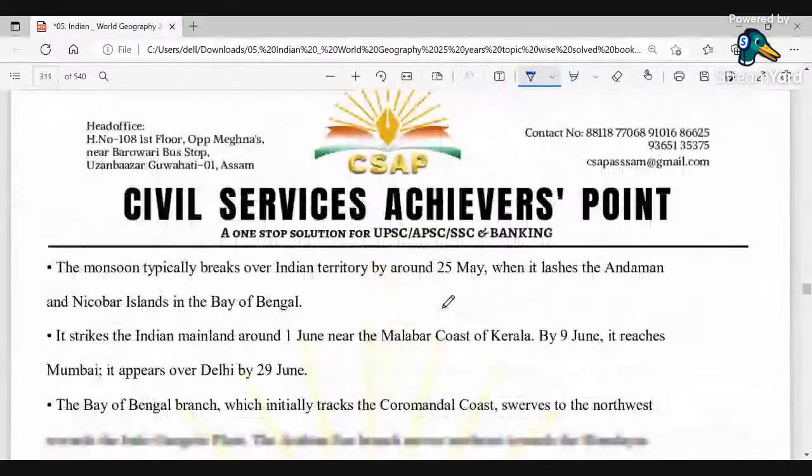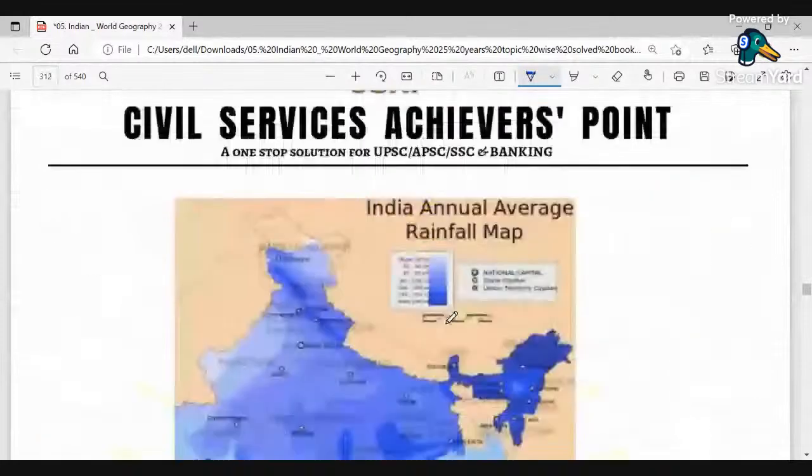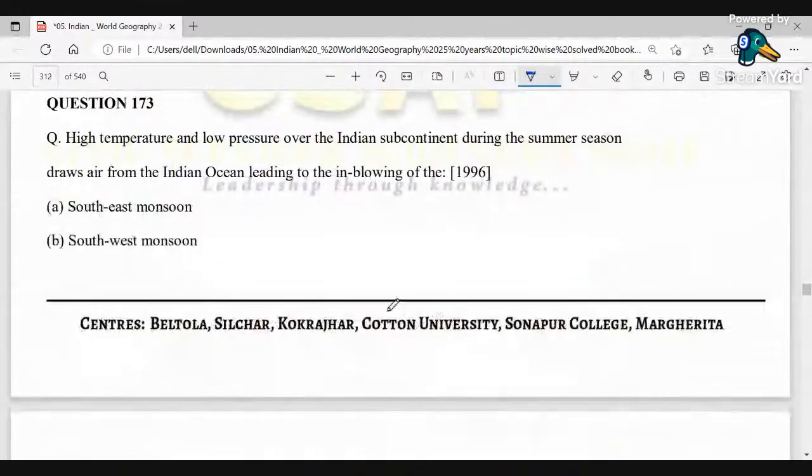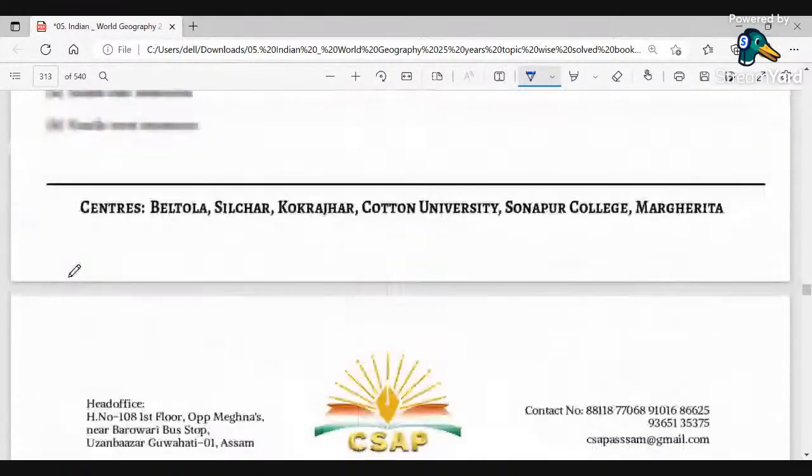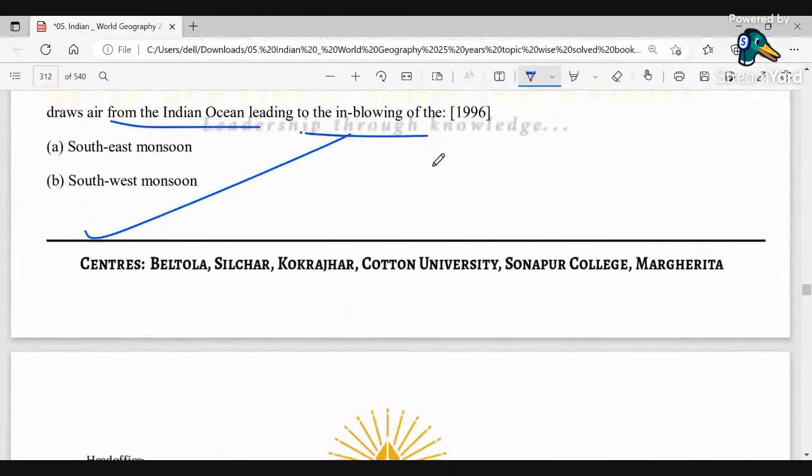Okay. Next, high temperatures and low pressure over the Indian subcontinent during the summer season draw air from the Indian Ocean, leading to the inblowing of what? Leading to the inblowing of the southwest monsoon. Okay. So obviously, if this is India over here, we could see the southwest monsoon directly enters from this region. So therefore, this is the correct option.